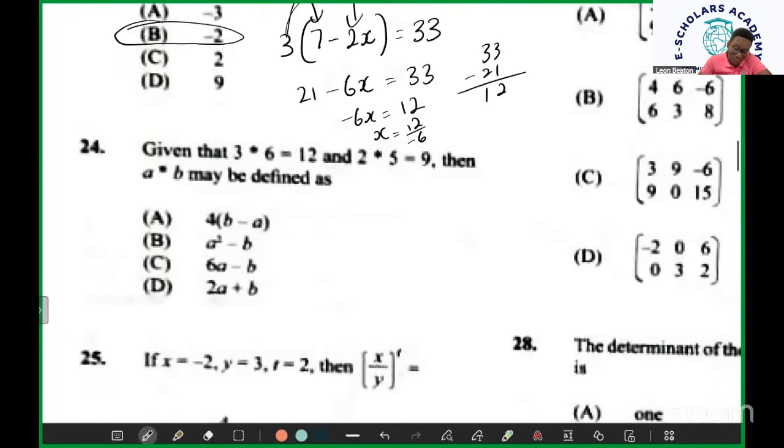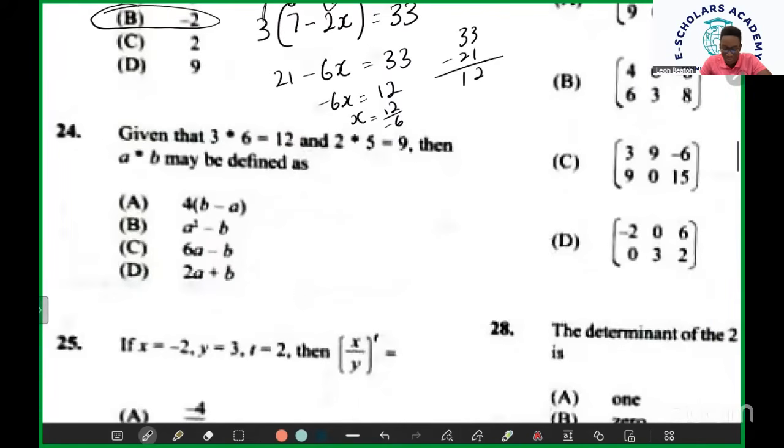Honestly, I don't like these kind of questions. Genuinely, I don't like them. I tried to figure out an easy way to get them, but the only way I could get them is trial and error. Anyway, they told us 3 star 6 is equal to 12, and 2 star 5 is equal to 9. They want to know what A star B can be defined as. So I think this answer is C, right? But let me see. That is C or D.